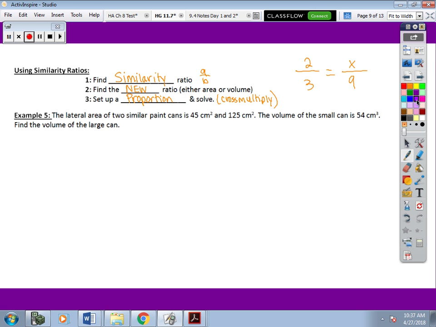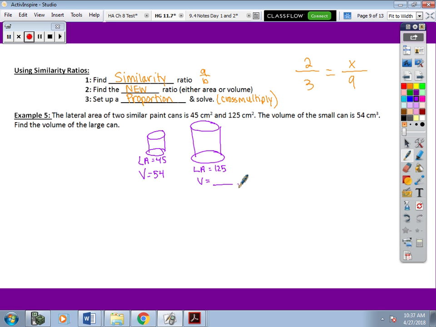So they give us the lateral area of two similar paint cans, which would be cylinders. Here they are. And if you want, you can draw them. So we see that the lateral area of this is 45, the lateral area of this is 125. The volume of the smaller paint can is 54. Find the volume of the larger paint can. So the mistake a lot of you made in chapter 10 was you said, oh, 45 over 125 equals 54 over x, cross multiply, and I'm done.